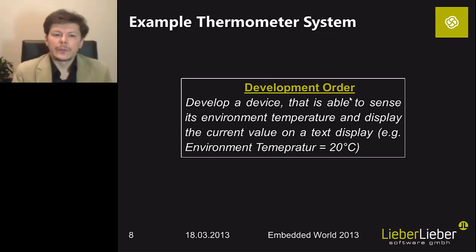So now let us begin with our example. We have a development order. We need to develop a device that is able to sense its environmental temperature and to display the current value on a text display. All in all, we need to develop a thermometer.